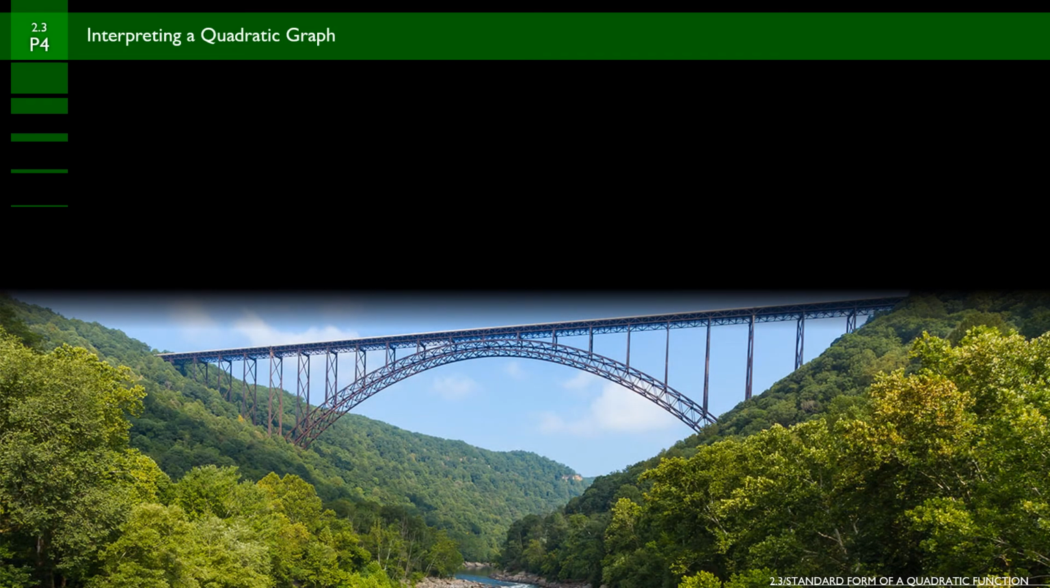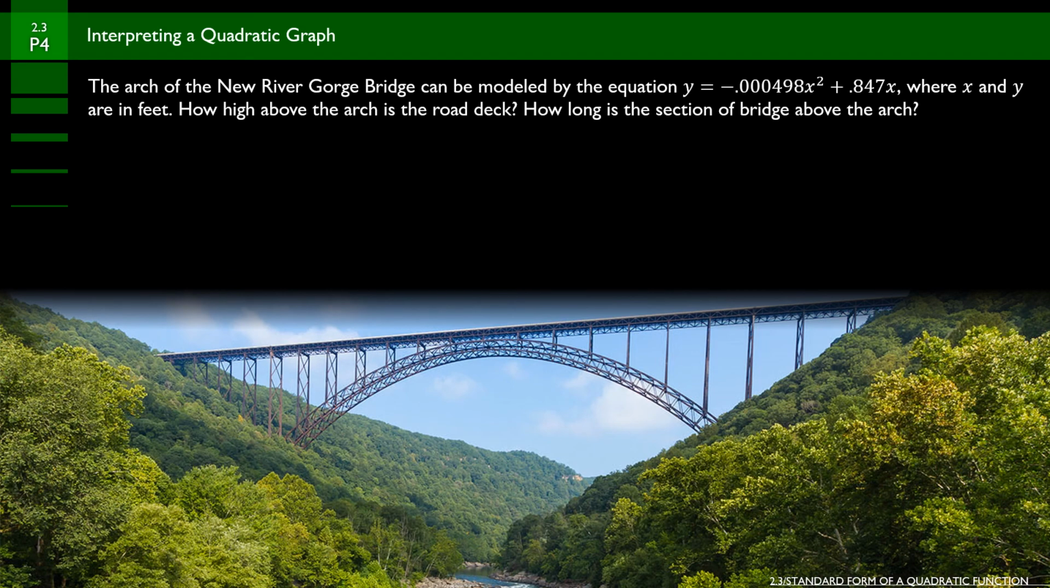Now our last question has to do with interpreting a quadratic graph. We're given the arch of the New River Gorge Bridge can be modeled by the equation y equals negative 0.000498 x squared plus 0.847x, where x and y are in feet. How high above the arch is the road deck? How long is the section of the bridge above the arch?